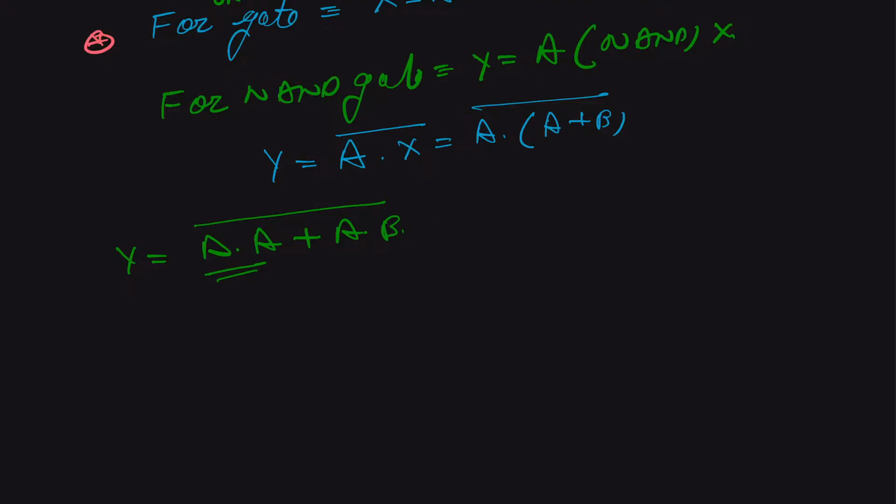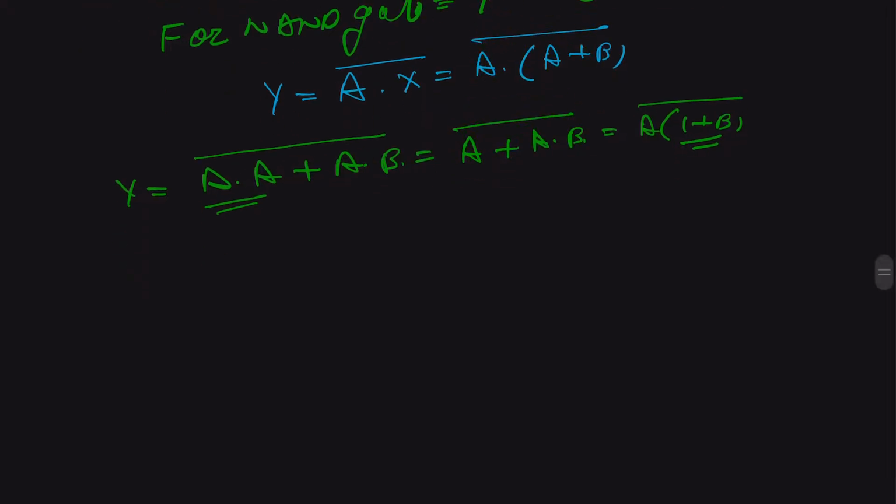So you can say this is equal to a plus a multiplied by b complement, and we can take this a as common from here, so this comes as a times 1 plus b complement, and this 1 plus b will always be equal to 1. Therefore we can say that our y is equal to a complement.